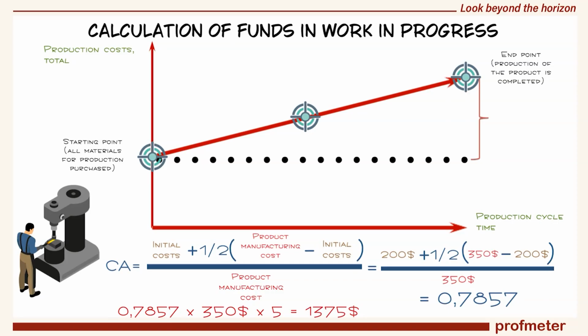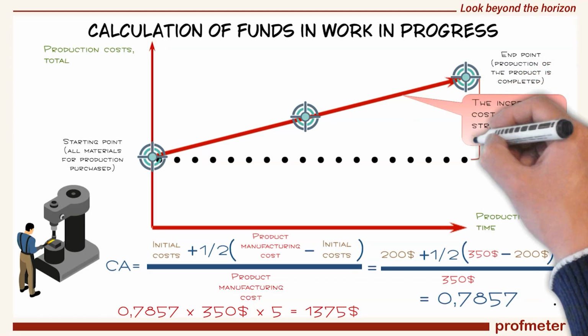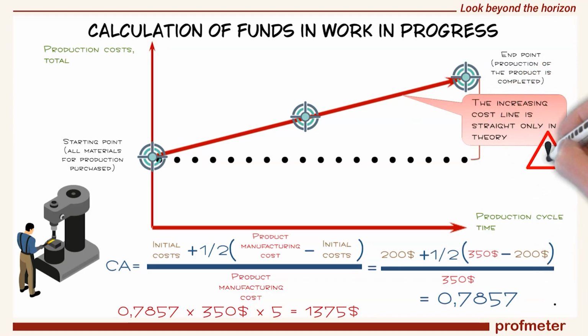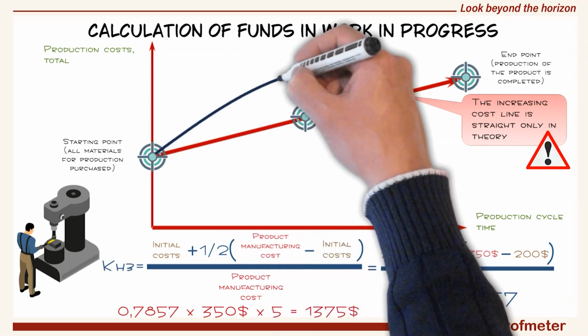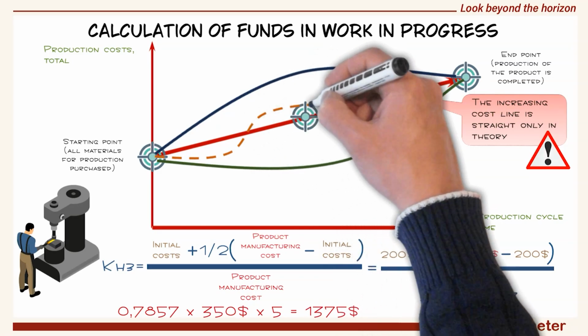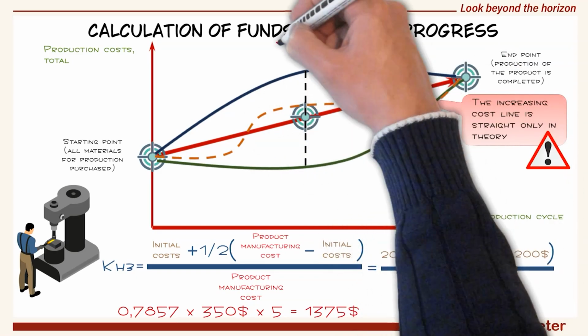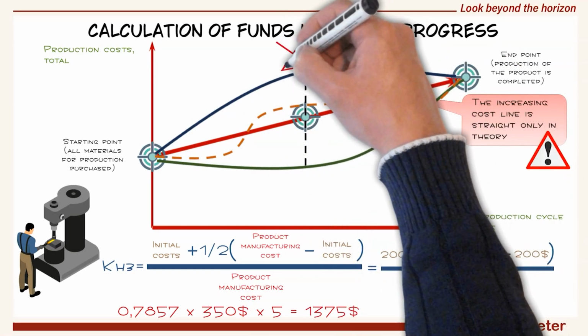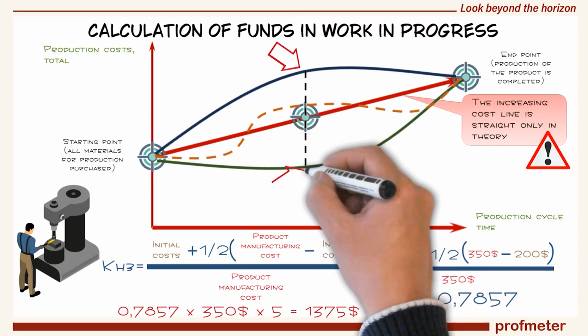Let's take another look at our graph. Who said costs increase at a steady rate between the start and end of production? They don't. In reality, things are much messier. The graph could look like this, or something entirely different. It all depends on what you're producing. And our formula? Well, let's just say it's an approximation.